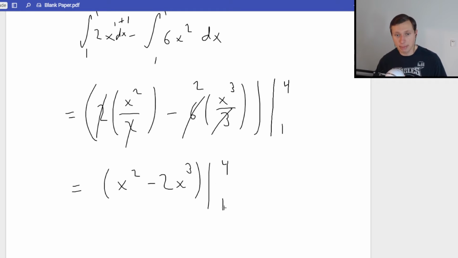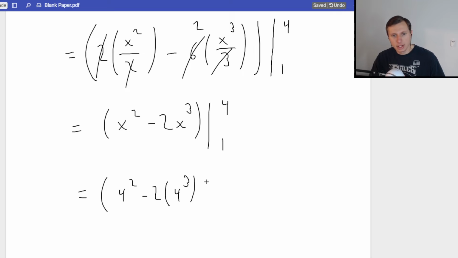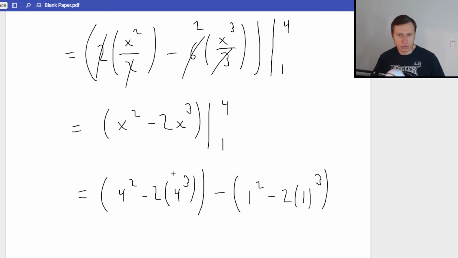That's actually how you read that, by the way. The long bar reads evaluated from 4 to 1. So now I'm going to plug in 4 first. So 4 squared minus 2 times 4 cubed. That'll be fun. And then that's it for the left one. Minus quantity 1 squared minus 2 times 1 cubed. That's not so bad. Close parenthesis.